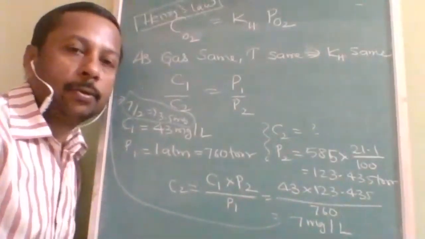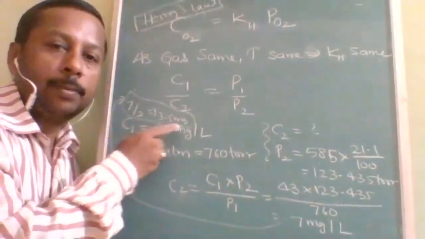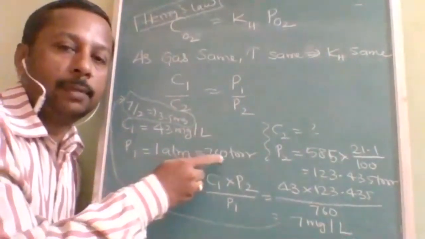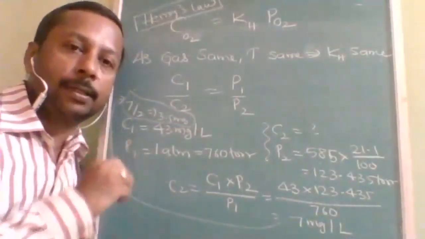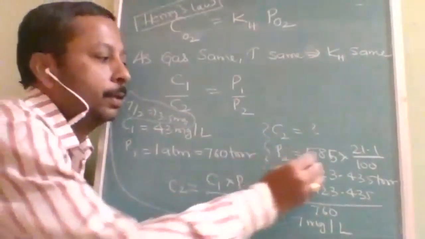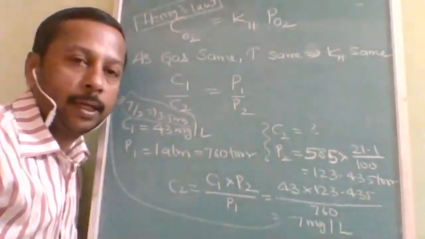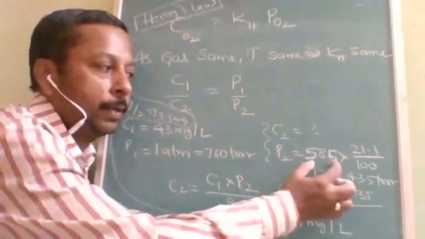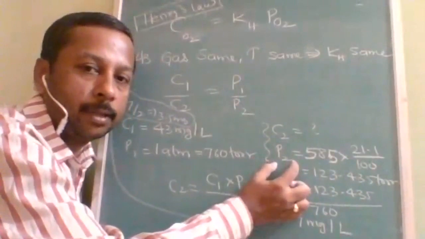Is it understood? So when 1 atm is there, what was the solubility? 43 mg per liter of water, pure O2, 1 atm. But I have converted it into 760 torr. And we have to find out how much it is going to dissolve when it is mixed with air. That means the partial pressure is changing. Total pressure is given as 585 torr, total air pressure. And it is also given that the composition is 21.1 percent. So total pressure into mole fraction, you will get the partial pressure. That is Dalton's law of partial pressure.